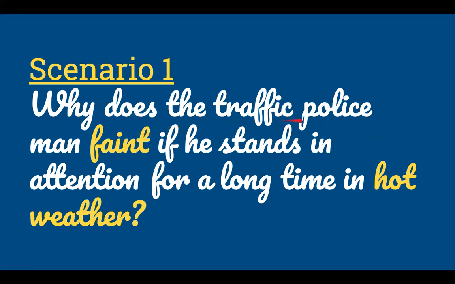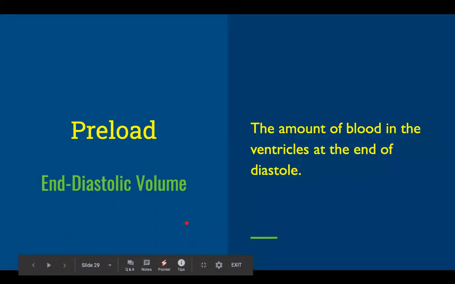So why does a traffic policeman faint if he stands at attention for a long time in hot weather? To start, the preload or the end diastolic volume is the amount of blood in the ventricles at the end of diastole.